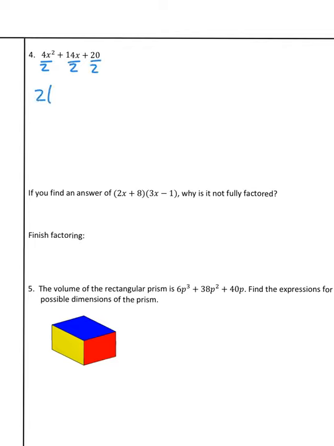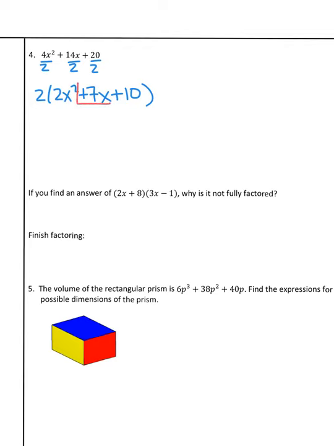2 goes out front. 4 divided by 2 is 2 times that x squared. 14 divided by 2 is 7 times that x. 20 divided by 2 is 10. All right, so it looks like that was my GCF because 2x squared, 2, 7, and 10 don't have any other GCFs that can come out. So next we're going to quadratic trinomial factor this because it is a quadratic trinomial.